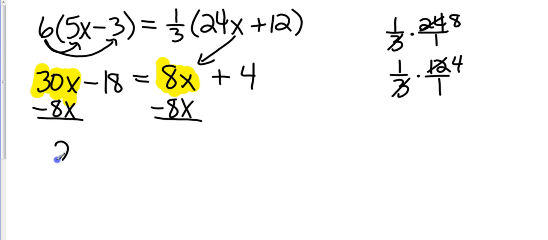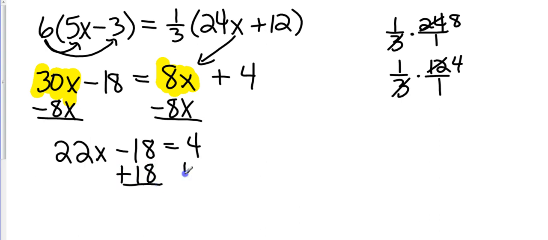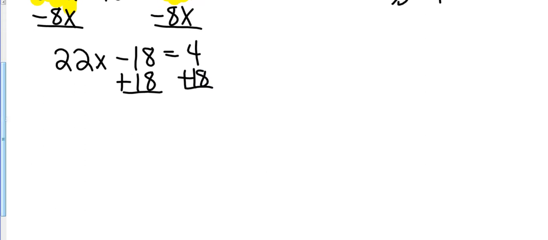That's going to give me 22x minus 18 equals 4. They've given us a nice whole number on this one. Now I want to get rid of my third wheel. My third wheel is the negative 18 because it's just kind of by itself. To get rid of that negative 18, I'm going to add 18 to both sides. Let me scroll down just a bit. That negative 18 plus 18 is going to cancel, leaving me with 22x equals 22.